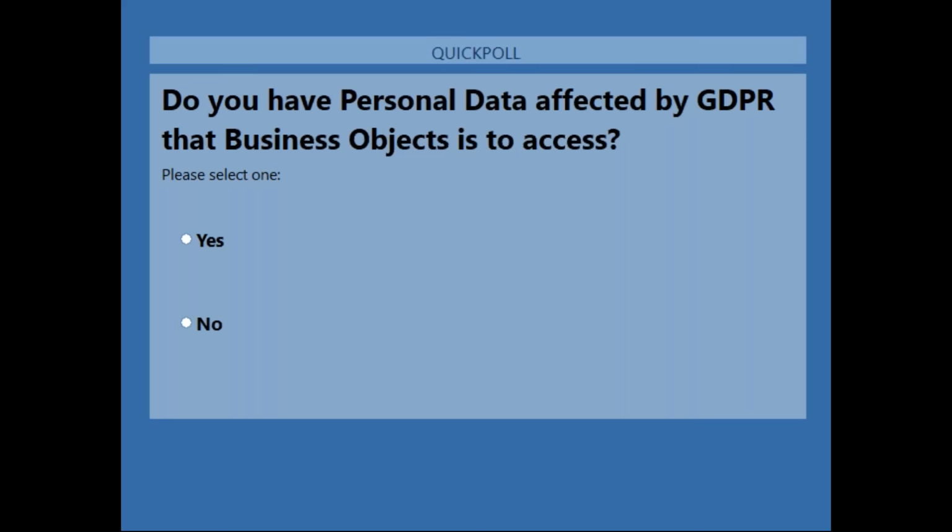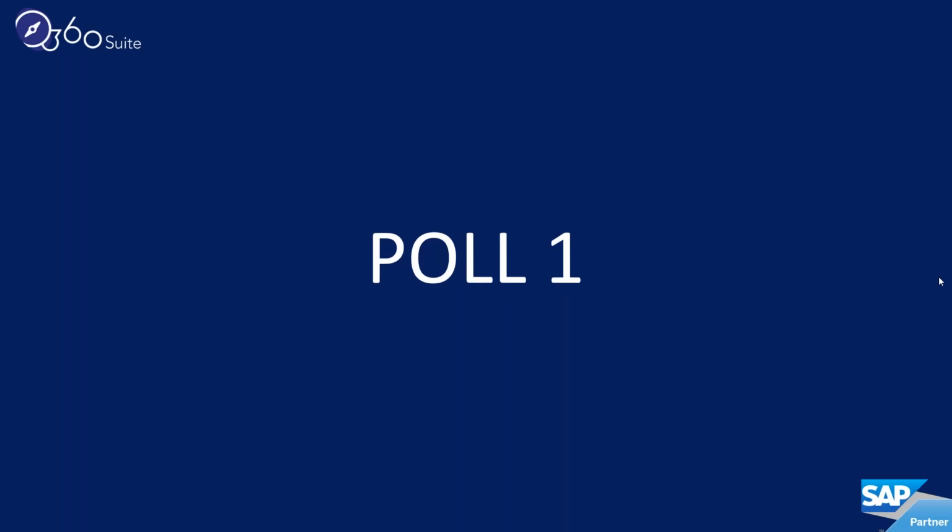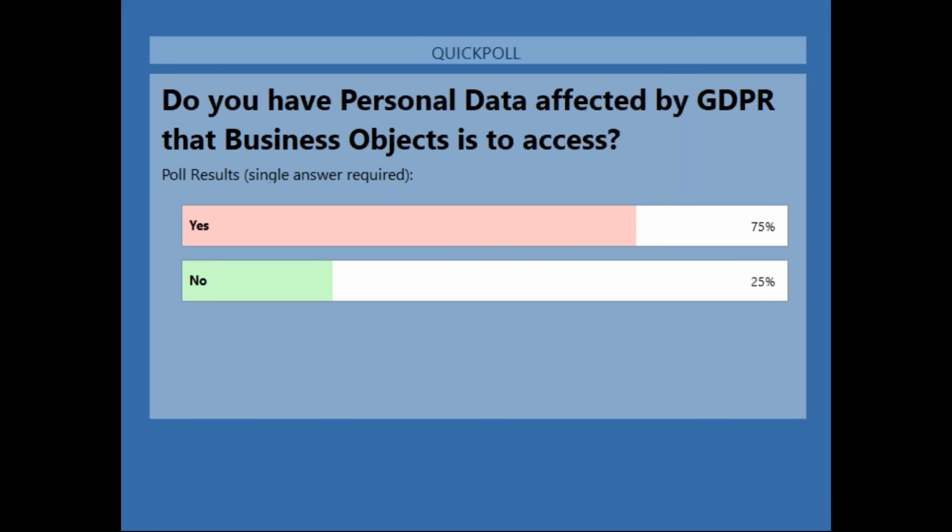So, right. Thank you everybody for answering. Let me share the results. Okay, so unsurprisingly, three quarters of you have mentioned that you do have personal data in your Business Objects platform, and it's quite normal because Business Objects is, at the end of the day, a business intelligence enterprise software allowing you to use this data and offer it and present it in a number of different ways to your people.